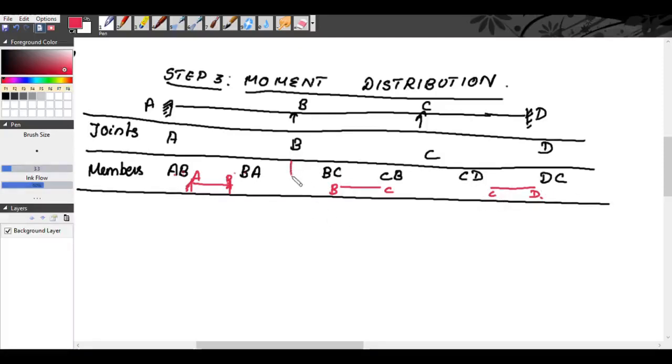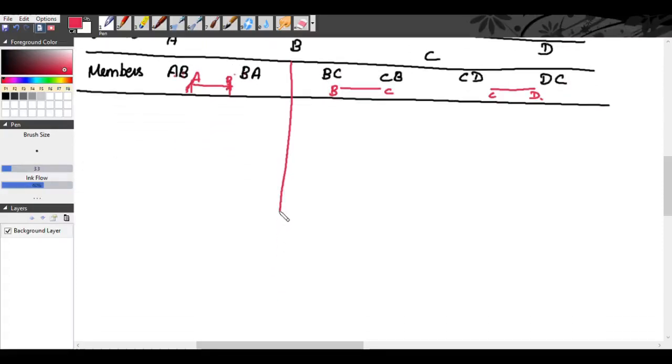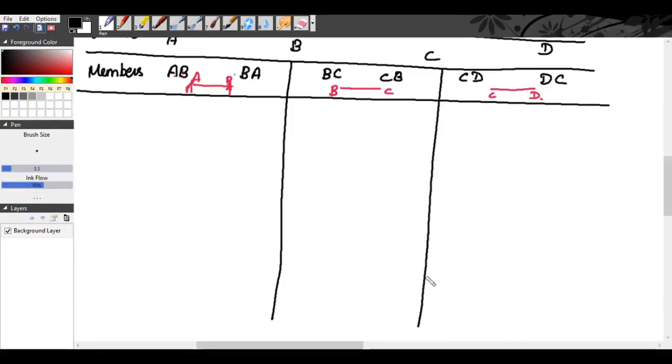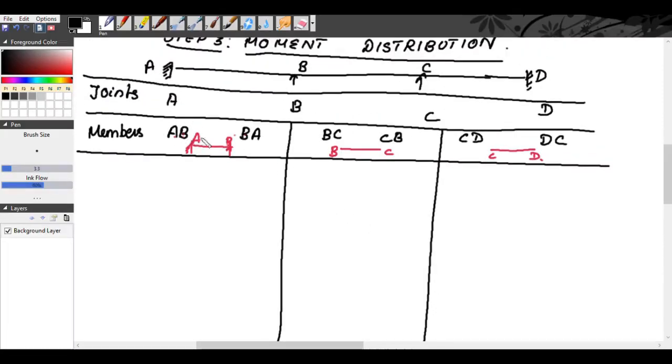So it is better to draw a line like this. You draw a straight line from B, and from C you can draw a straight line. So AB and BA is one span, this is the second span, and this is our third span. Now you write the distribution factors.